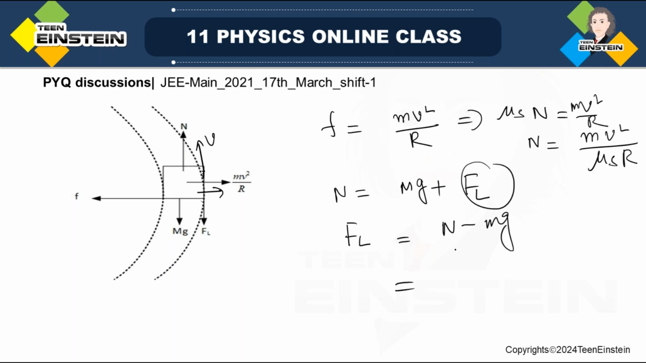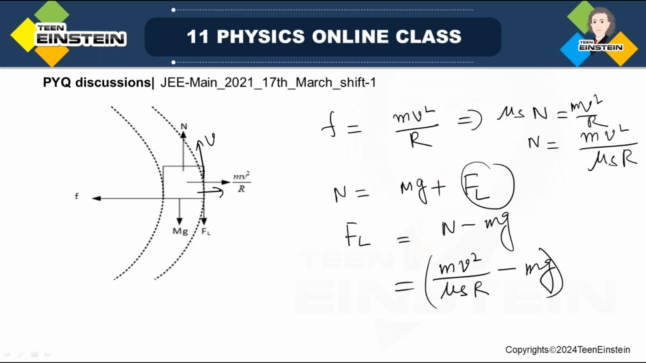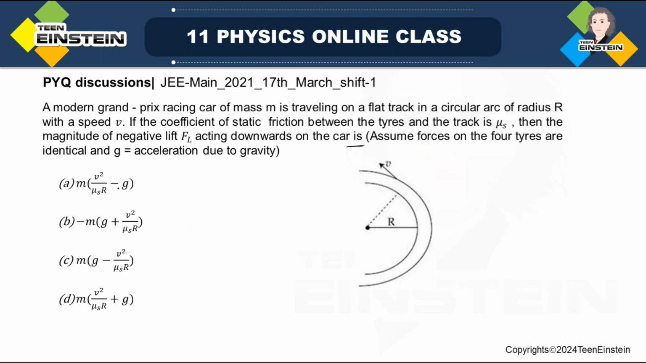Okay, now let us put it here. Mv square by mu s r minus mg. Let us see the options. Yes, this first option. I have m common over here, so let us take m common. Then v square by mu s r minus g. So the first option will be the correct answer for this question.